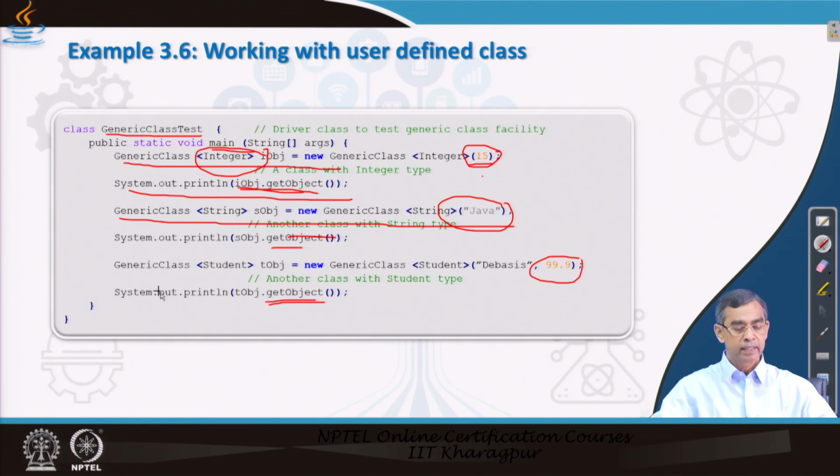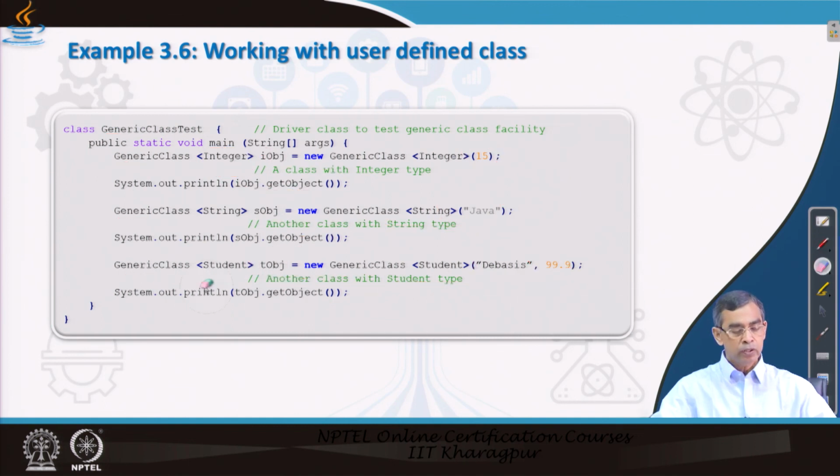In place of it, if we declare here, for example, generic class student, as you see student is a type we have discussed already, this is an object of it that we created as a generic, and then here we initialize it passing the two values because it needs a string name and then marks as a floating point. So, this is the example which explains that it works for an integer object, it works for a string object, and it works for a user defined data type and then processes it.